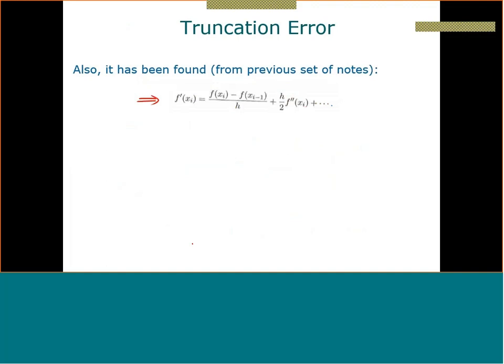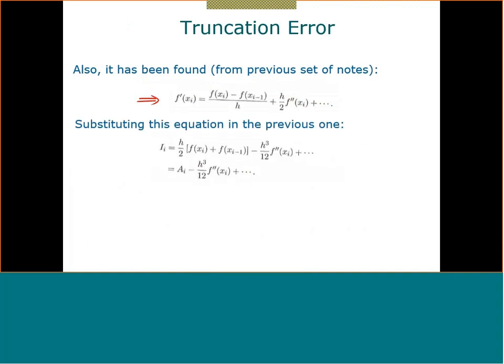Okay. Now, if I substitute this equation in the previous one, I will get this. So your integration now will equal to this formula. I'm only substituting the f prime of x of i with its value in the integration formula, collecting terms. So I will get this formula. Now, what is this? This is basically A of i. This is the numerical integration.